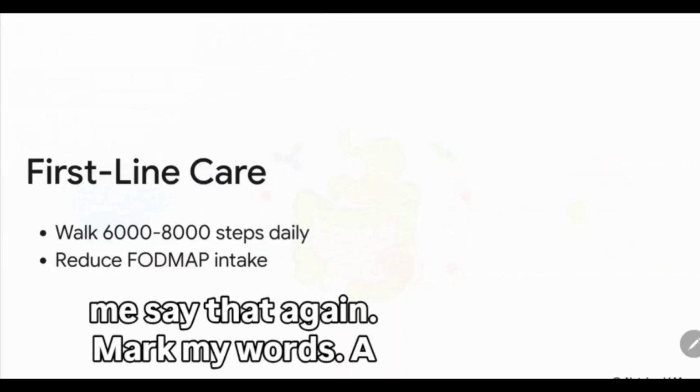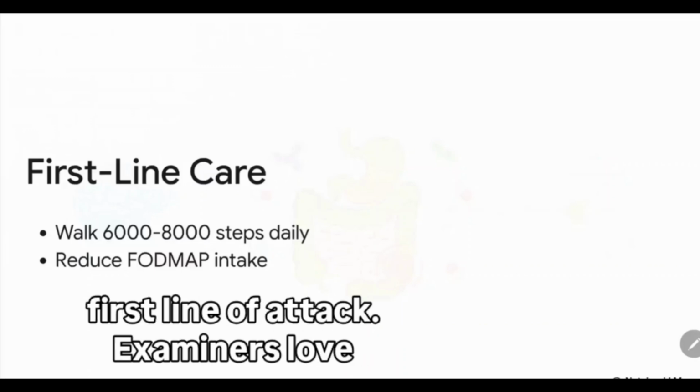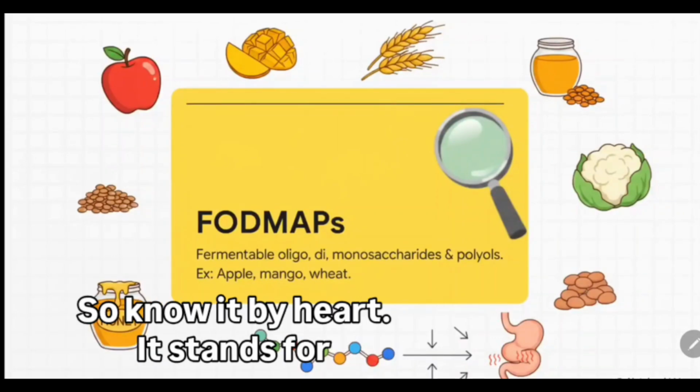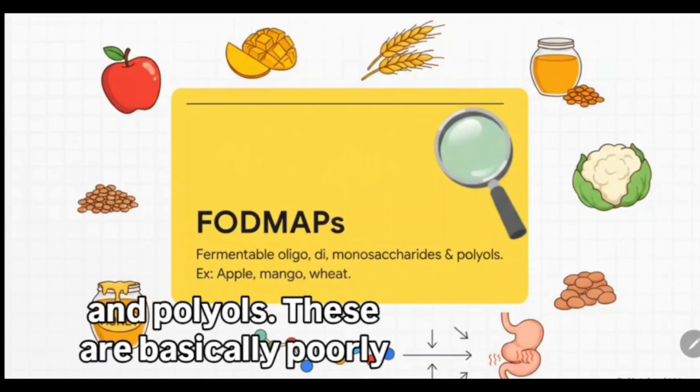Let me say that again. Mark my words. A reduced FODMAP diet is your absolute first line of attack. Examiners love asking for the full form of FODMAPs, so know it by heart. It stands for fermentable oligo, di, monosaccharides, and polyols.